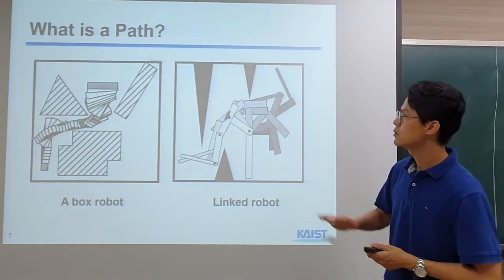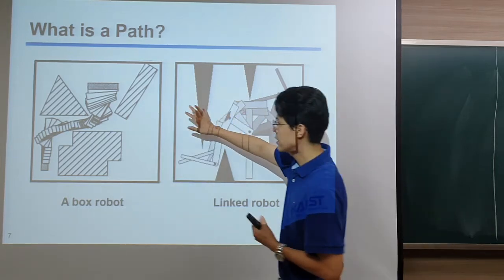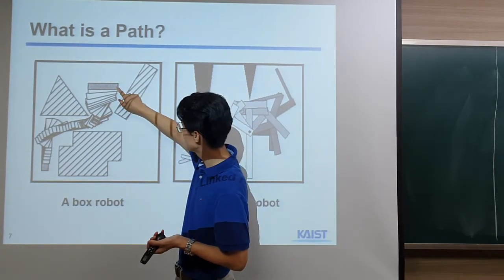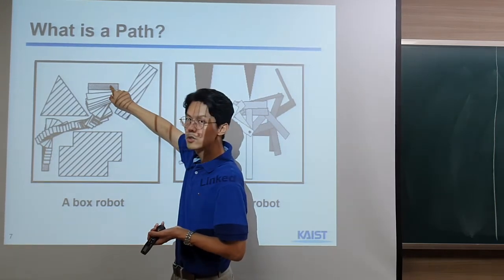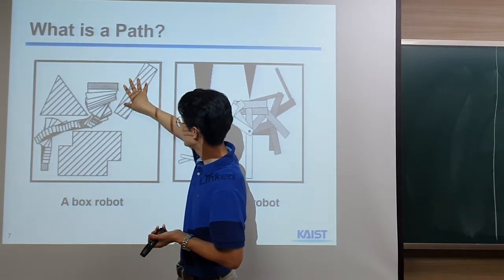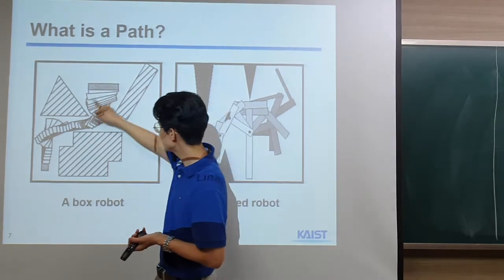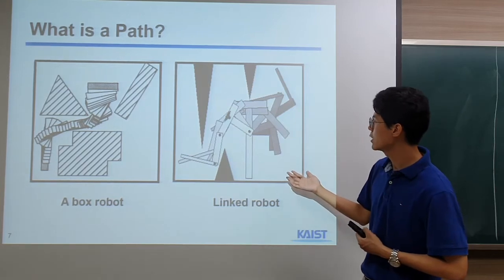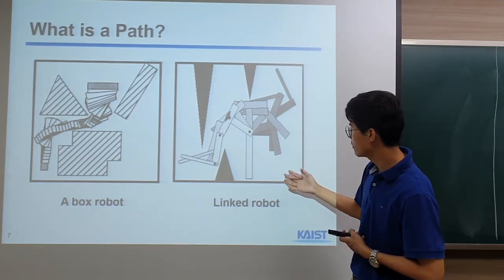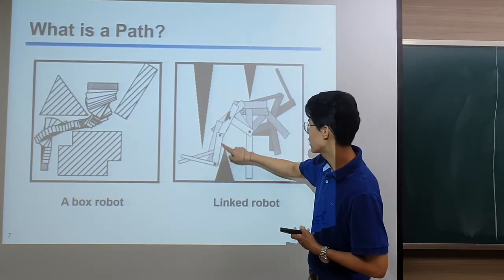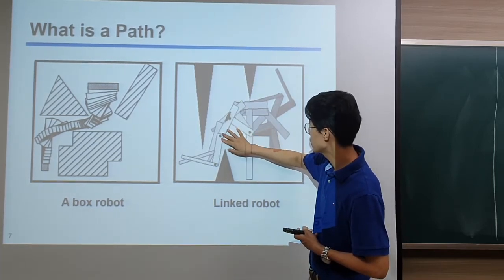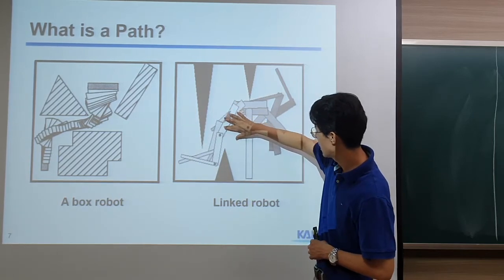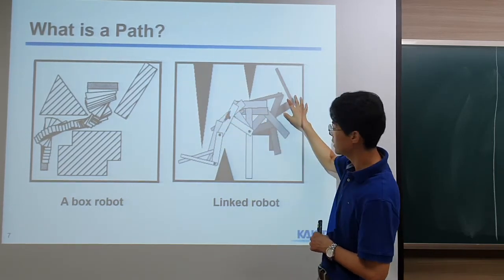So now let's talk about today's materials. In these two examples, we assumed a very simple box robot, and we wanted to move this box robot from here to there while avoiding collision with the environment. This is another case, where we used a linked robot with one joint, another joint, and so on. So we have these two joints, and we are moving this linked robot from here to there.